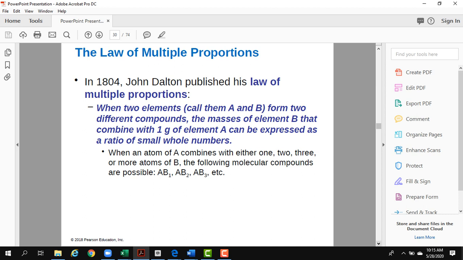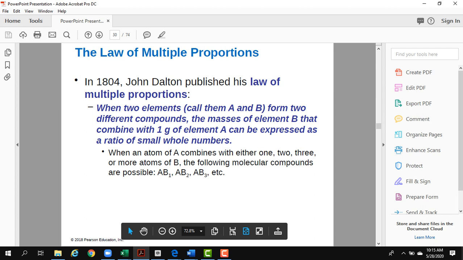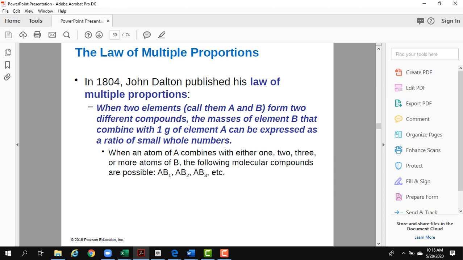Think about water, H2O, and hydrogen peroxide, H2O2. Two elements combine to form more than one compound. So you see the law of multiple proportions. When two elements combine to form more than one compound, the mass of element B combining with a fixed mass of element A is in a ratio of whole numbers. So it can be 1 to 2, 1 to 3, like that.